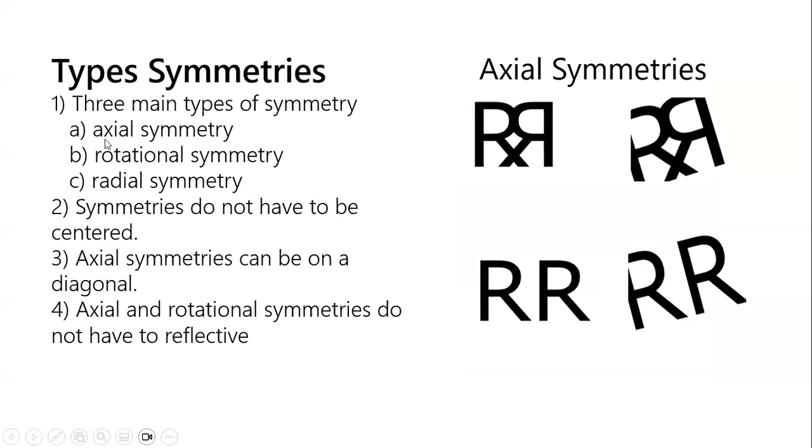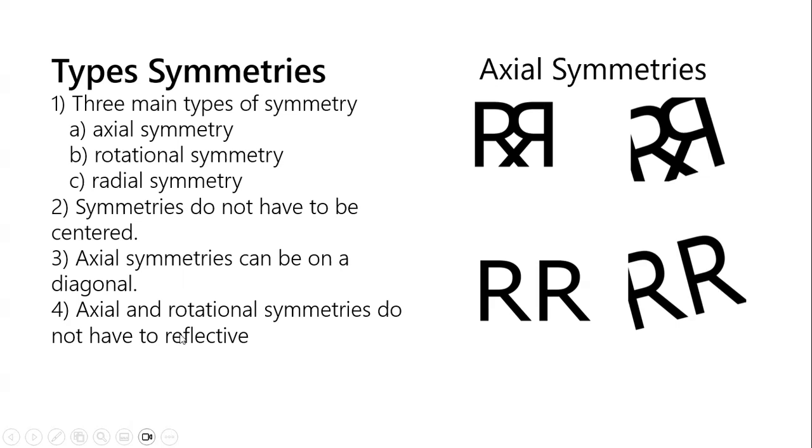So there's axial symmetry, like this, where something is flipped on an axis, right? That R is flipped over. But you could also have an axial symmetry on a diagonal. The R is flipped on a diagonal going in that direction. You can have rotational symmetries and radial symmetries. I don't have any images of those here. But the other thing is that axial symmetries can be on a diagonal, like I showed over there.